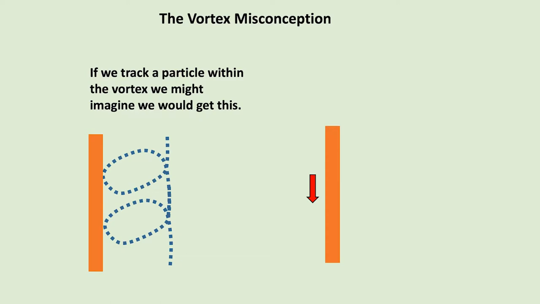The vortex misconception. If we trap a particle within the vortex, we might imagine we would get this kind of flow, that the particle goes up and then down a bit, up three, down two, and so on. In reality, this is what we get. It goes up and it stops in line with the flow of air outside of the vortex, and then it goes up again and then stops, up again and then stops.